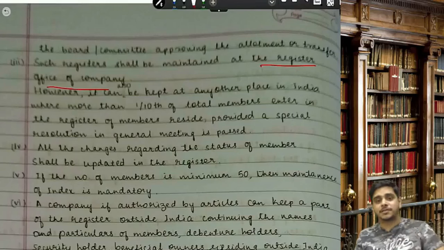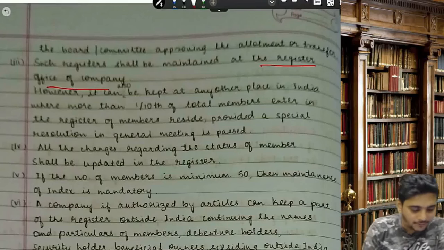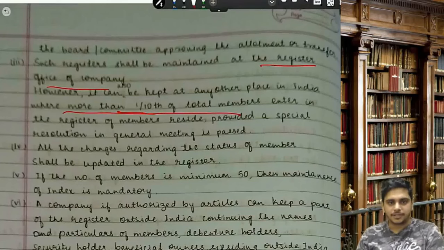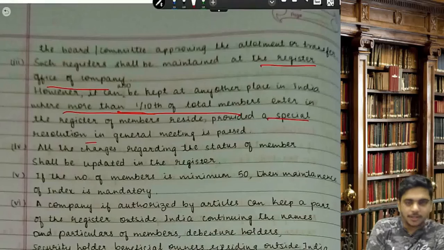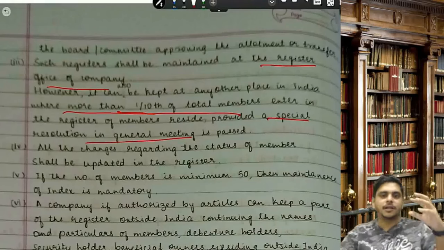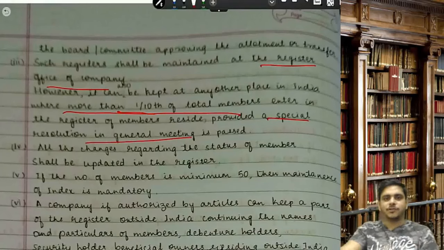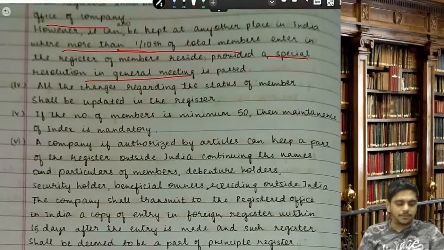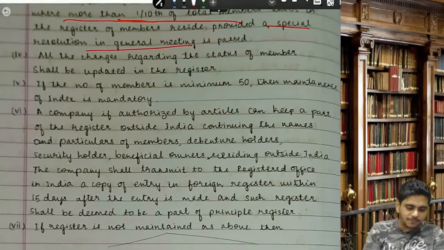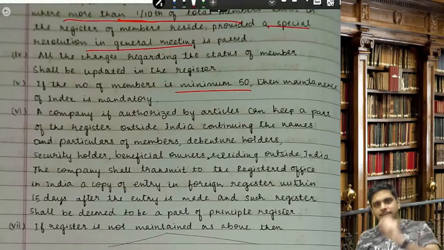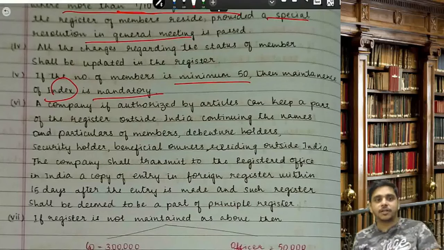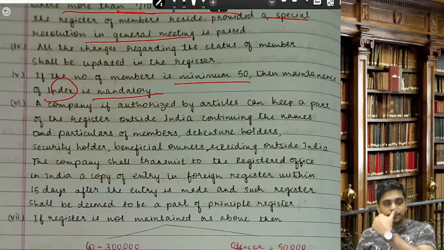However, it can also be kept at some other place in India, provided more than 1/10 of total members entered in the register reside there, and a special resolution in the general meeting is passed. So imagine in Bihar, if more than 1/10 of the members reside, I can keep the register there also, provided we have passed what? Special resolution. All the changes regarding the status of members shall be updated in the register. If the number of members is minimum 50, then the maintenance of an index is mandatory. MCQ.